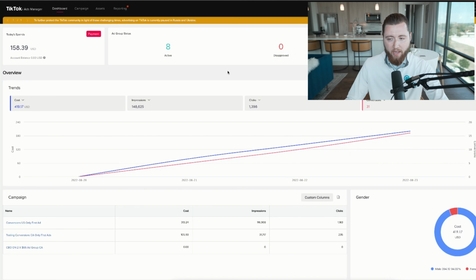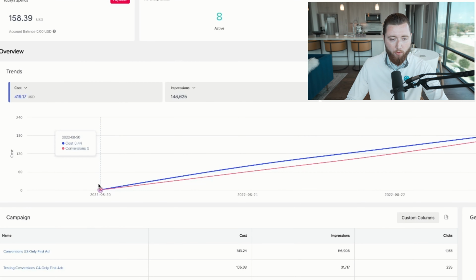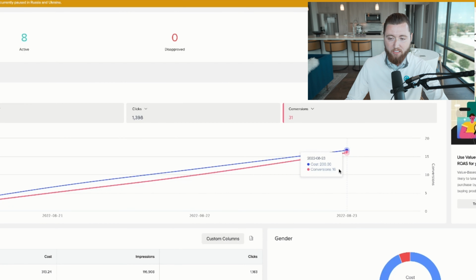So this is the TikTok ads manager, and literally from the time of launch, being at zero conversions and only having spent 44 cents this day, to just a few days later doing 16 conversions at $200 in daily ad spend and generating over $1,000 in sales every single day.